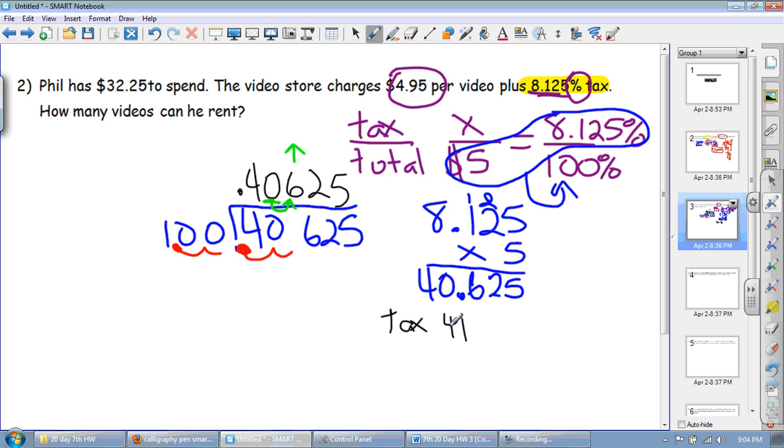Okay. Now we can add that to the cost of the video, which was $4.95. And again, hopefully this will look real familiar because it's the same price we had from the example in class. This is just going to be $5.36. So that's the total with tax.